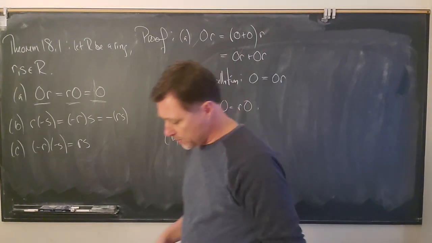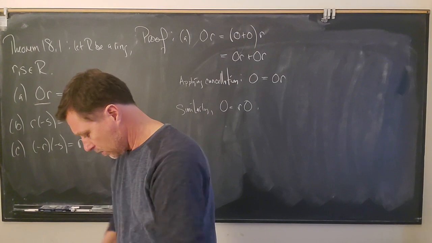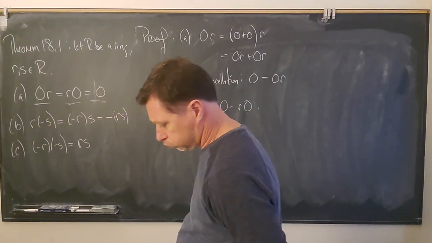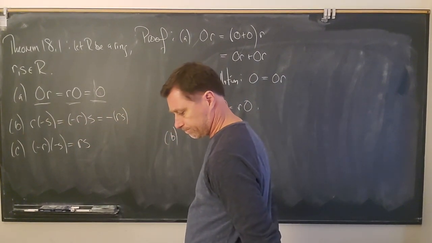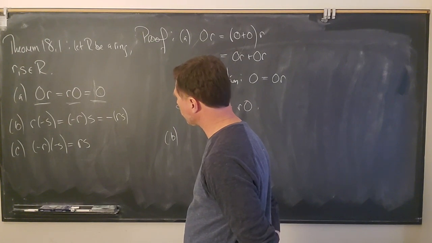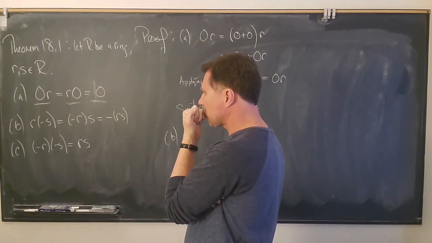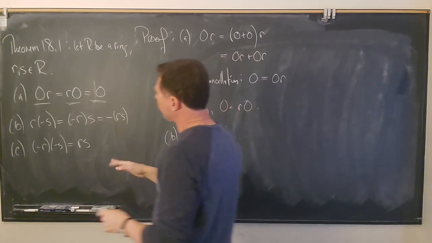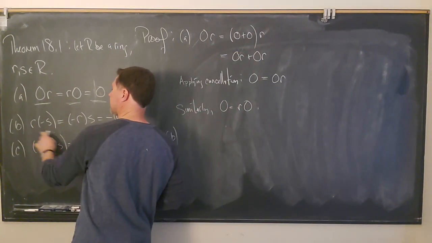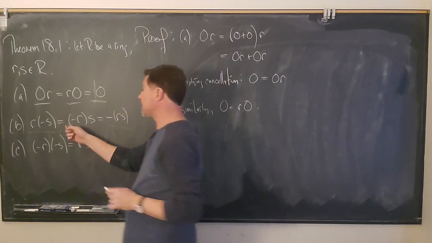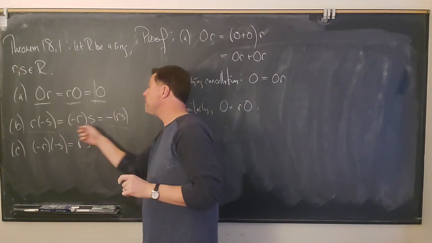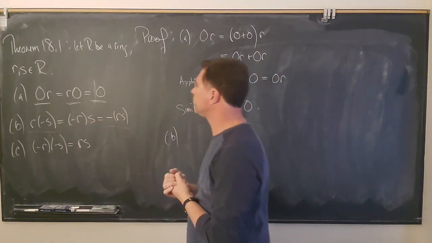Now for part B, let's think about what I'm supposed to show here. Forget the middle part. I'm going to show that the left-hand side is equal to the right-hand side, and then a similar proof would show that the middle is equal to the right-hand side.